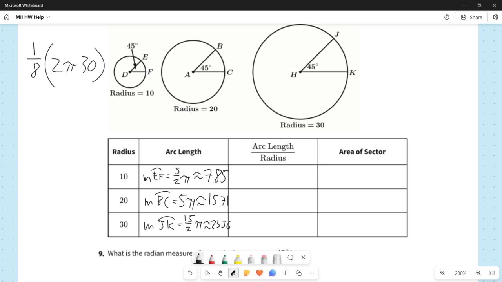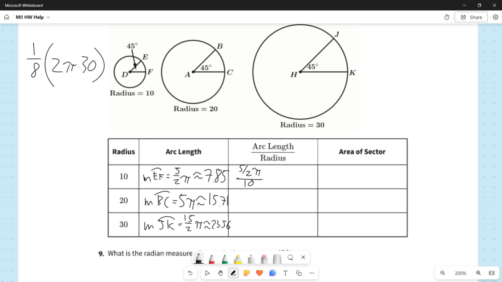Our third column here is asking us to find the ratio of the arc length to the radius. And again, just like with the previous question, all this means is we're going to take our second column and divide by our first column. So for the radius of 10, we found that our arc length was 5 halves pi, and our radius for the first one was 10.